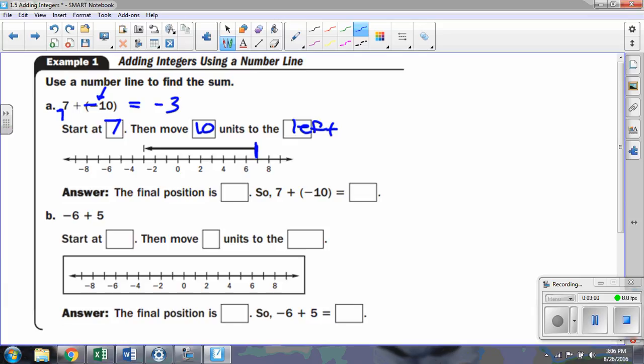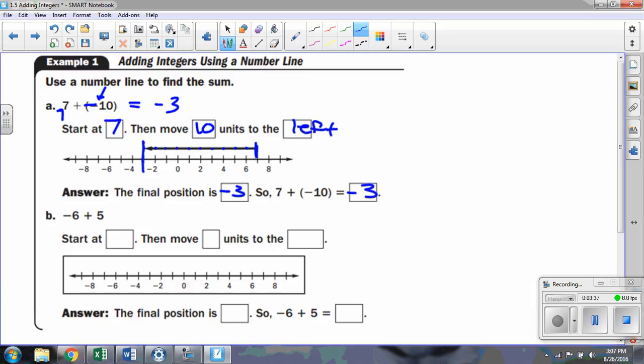Counting it out, 1, 2, 3, 4, 5, 6, 7, 8, 9, 10. Where did we stop? Right there at negative 3. Our final position was negative 3, demonstrating visually that the sum, 7 plus negative 10, equals what we already knew, negative 3. That's smart. Once again, this is addressing a standard of visually representing it. Not just getting the answer quickly, but trying to understand where the answer comes from.